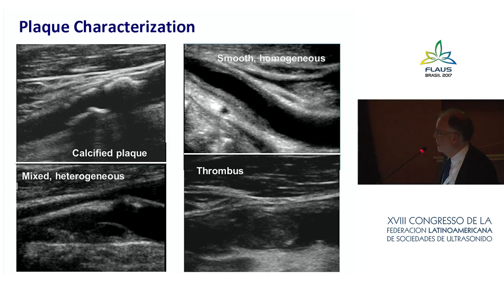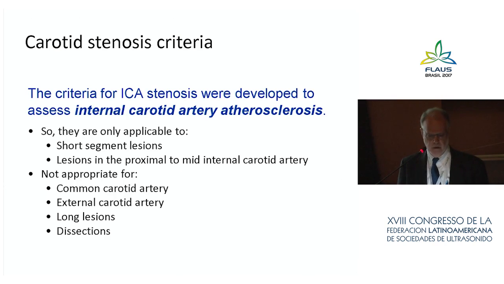So here are just some pictures of funny-looking plaque, and again, I don't think there's much to say about this. The thrombus is generally easy to characterize. This is a mixed heterogeneous plaque. I don't know what's going on in here. That's probably a relatively lipid-rich area, but we cannot make any predictions on it.